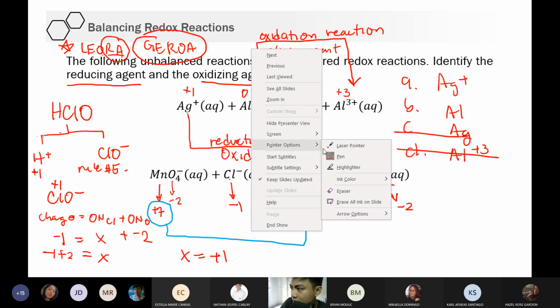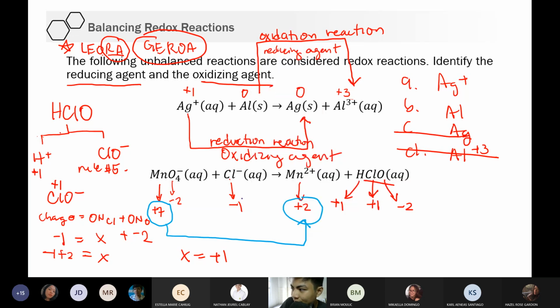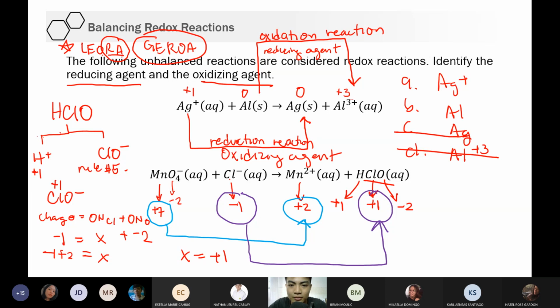Who else? Sino pa? Palitan ko yung color. Purple. So, si Cl, tignan mo. Negative 1 yan. Pero after the reaction, naging positive 1 siya. Okay? So, ganun. Hindi lahat titignan mo. May isang element lang dyan na magbabago yung oxidation number.